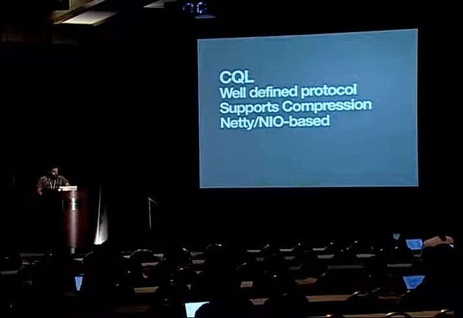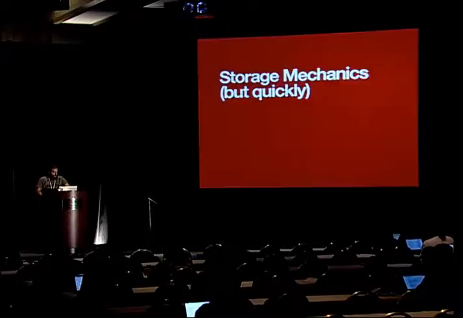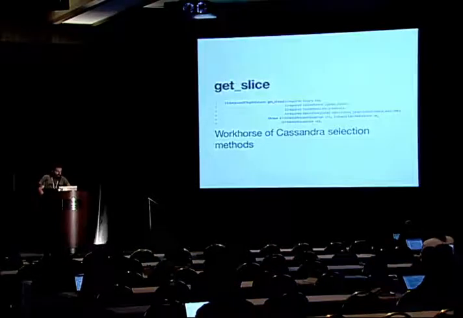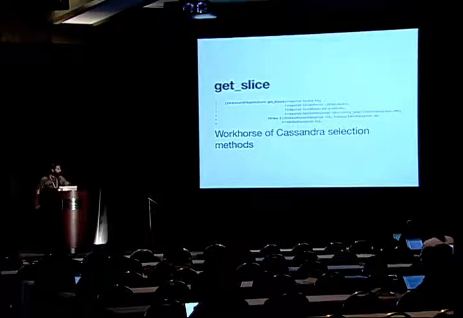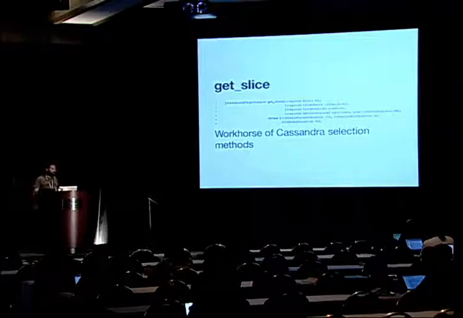So with the two protocols there, let's look at the actual storage mechanics of how both of those interface with the data model that we looked at. Get slice. I'm just going to detail this one. Again, there's any number of presentations out there about how this works, as covered a little bit before. But all the Cassandra read methods are largely permutations of this. They all hit the same method eventually in storage proxy.